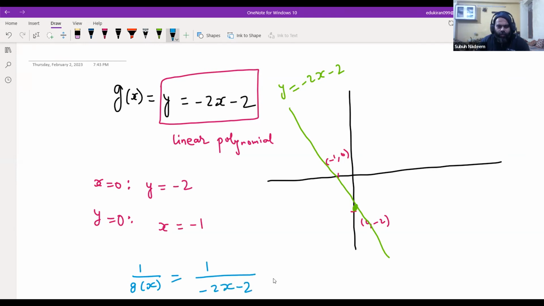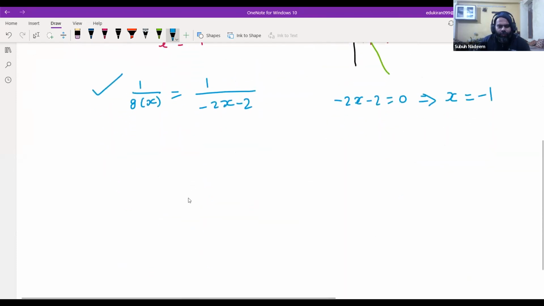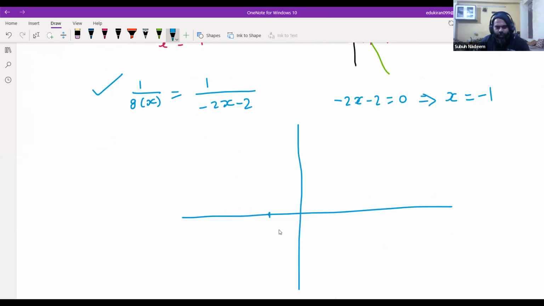So when the denominator is becoming 0, as we know, we have already done this, when the denominator -2x minus 2 is equal to 0, then x is equal to -1. So at -1, this function is not defined. 1 by gx is not defined at x is equal to -1. So when we plot the graph of 1 by gx, at -1 it is not defined. So there is a vertical asymptote at -1.